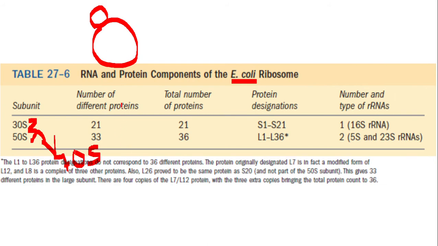21 proteins are associated with the smaller subunit, 33 with the larger subunit. And how many RNAs are required? 16S ribosomal RNA with the 30S subunit and 2 ribosomal RNAs with the larger subunit. So these many things are required to form the prokaryotic ribosome.